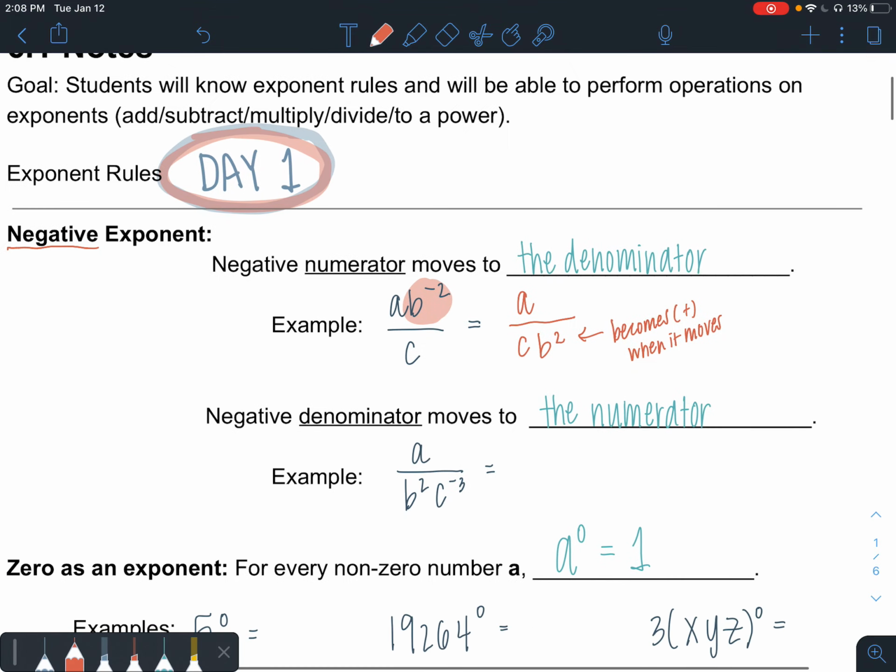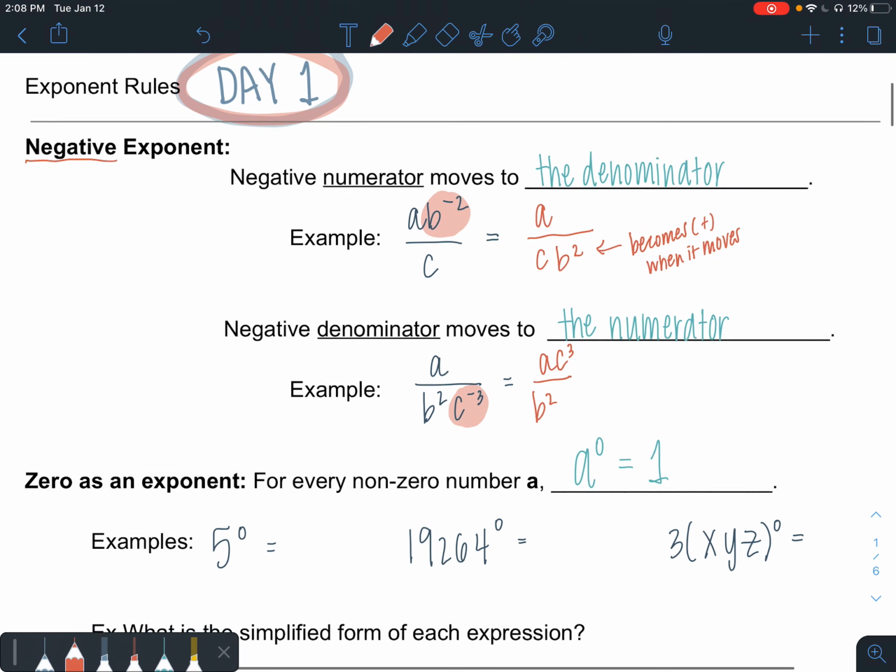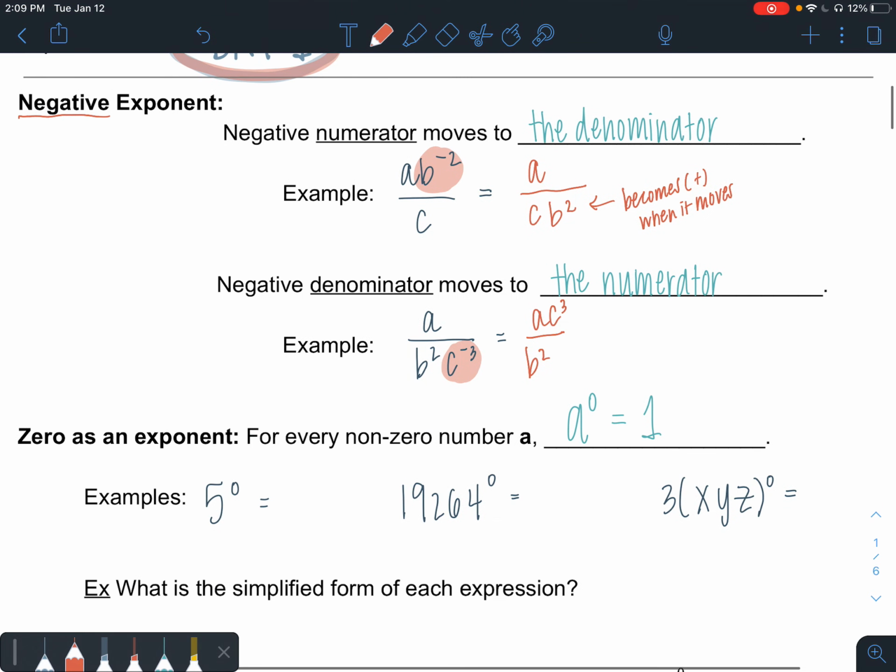Okay, so I'd make a note that it becomes positive when it moves. Same thing when it moves up. If you have a negative in the denominator, it's going to move to the top to become positive. So my a and my b squared are going to stay, but my c to the negative 3 becomes c to the third in the top. Easy as that.